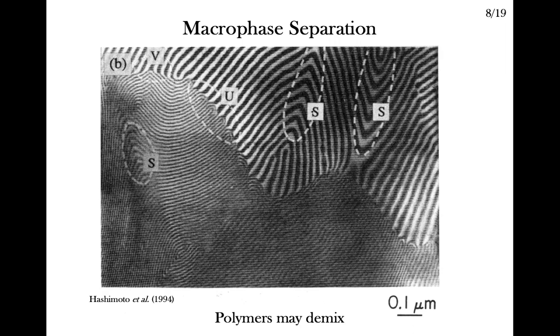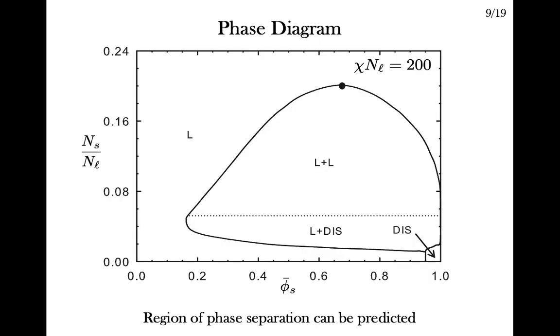Just like how oil and water can macrophase segregate, the long and short copolymers can also segregate into regions that are rich in long copolymers and form large lamellae, and regions that are rich in short copolymers and form short lamellae. This picture shows phase separation of long and short copolymers occurring in an experiment. We can also use self-consistent field theory to understand this macrophase segregation.